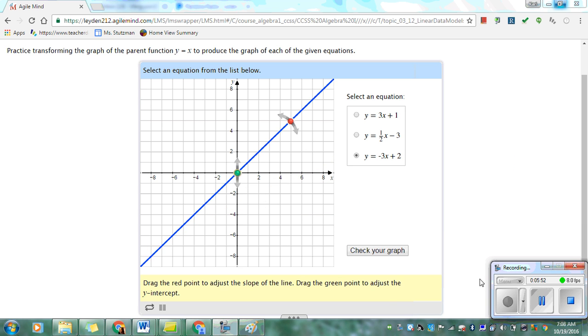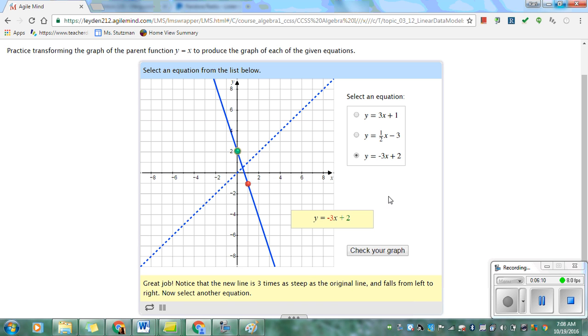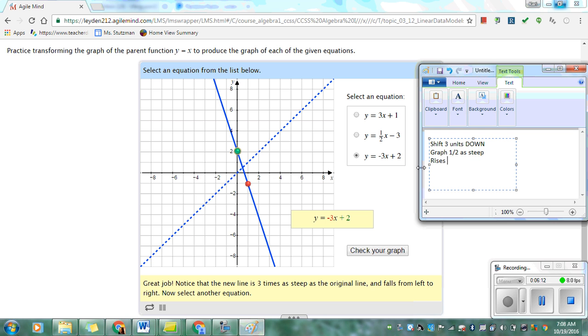Okay, so for our very last one, -3x + 2, the y-intercept is 2, so I'm going to move the graph up 2 units. -3 means that I am going to fall 1, 2, 3 and go right 1 because I always run right. So now you guys can see that the graph has flipped. So I need to describe my transformations.